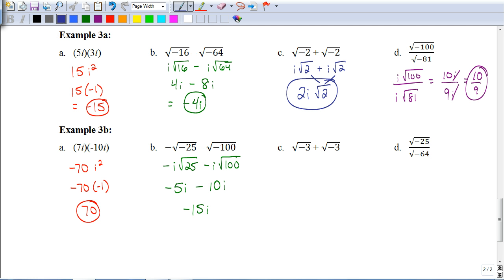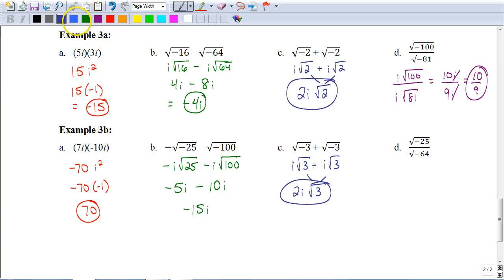Again, can't do anything with the square root until we make it positive underneath the radicals. So I'm going to take out an i, so it would be i square root of 3 plus i square root of 3. Add those together, i plus i is 2i, and then these stay the same, so it's going to be 2i times the square root of 3.